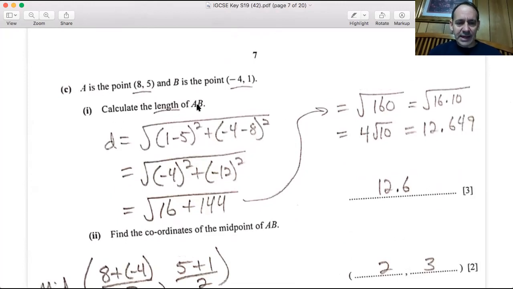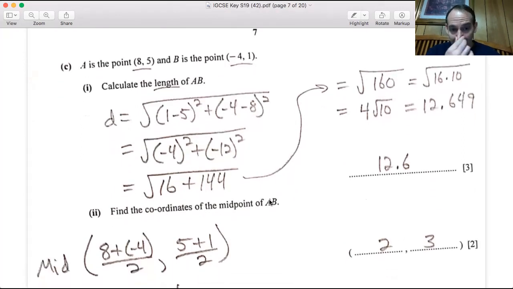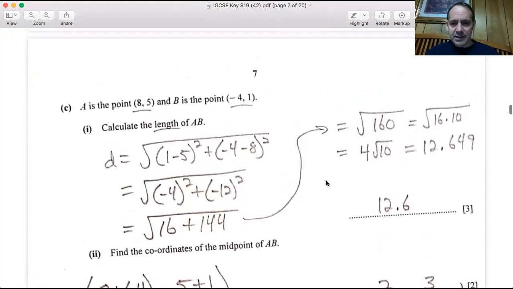Calculate the length of AB. This is just the distance formula where you get y2 minus y1 squared plus x2 minus x1 squared. And the square root of that will give you the hypotenuse, which is the distance. So 1 minus 5 is -4, squared is 16. -4 minus -8 is -12. Squared is 144. 16 and 144 give you 160.